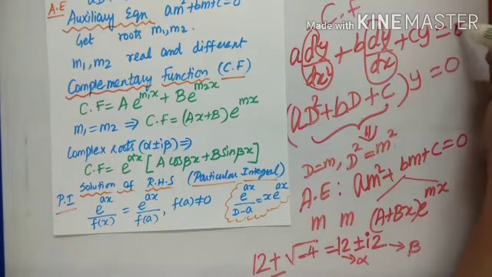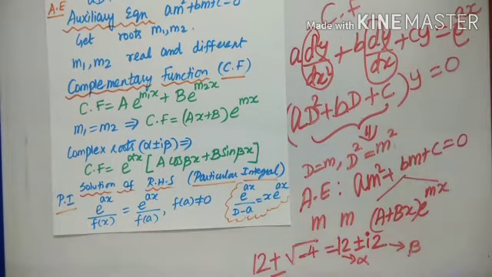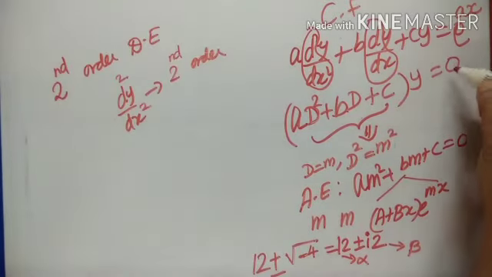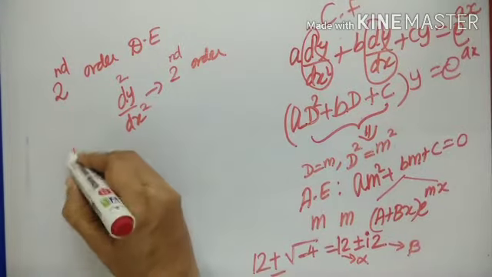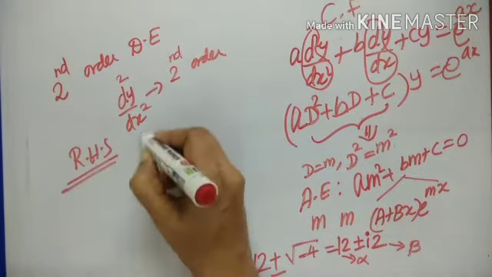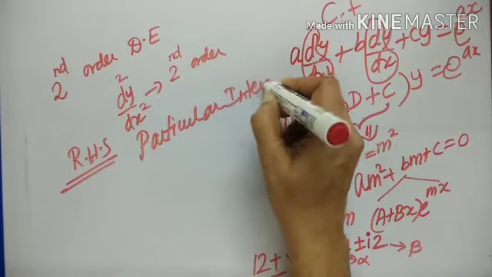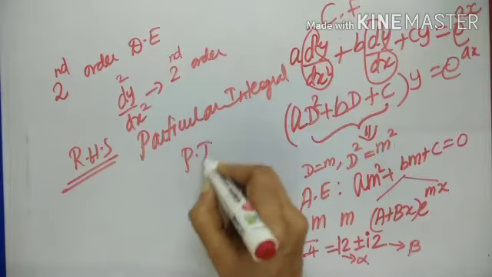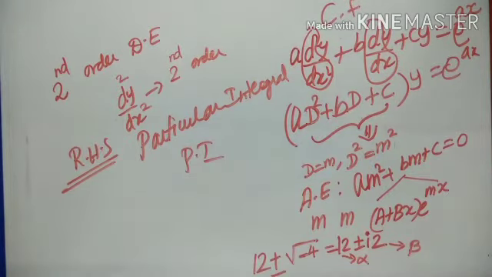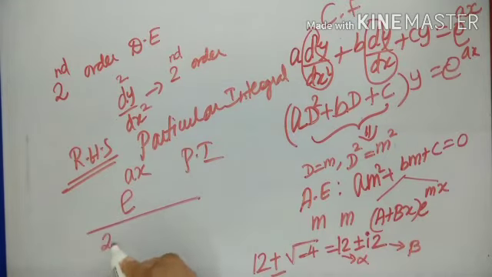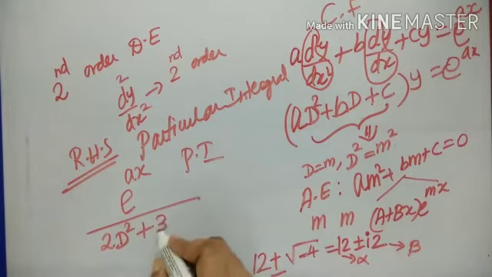Right hand side may be coming like this way, e power ax. Suppose e power ax is coming. How should I write the RHS? The RHS solution we call particular integral, again in short, I can call it as PI. How to write this PI? e power ax divided by, for example, I have like this 2D square plus 3D minus 7, something like this.